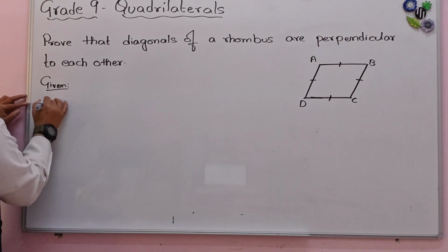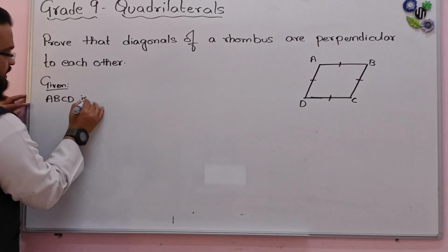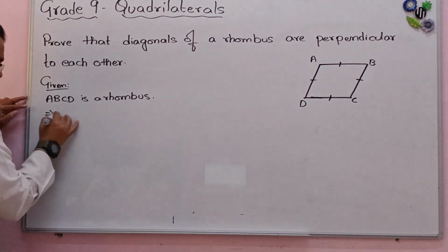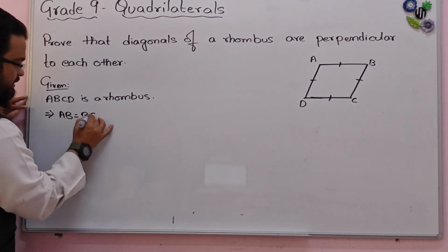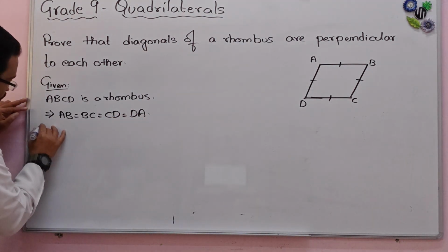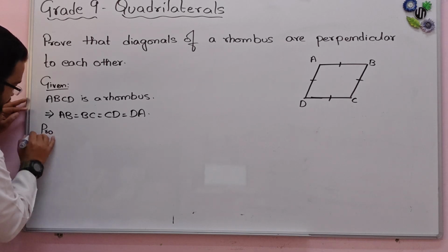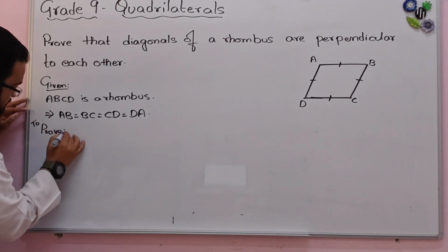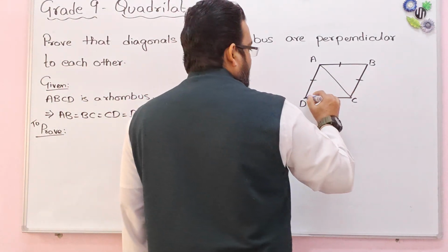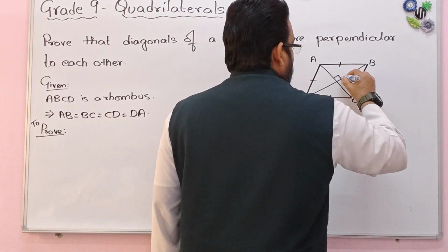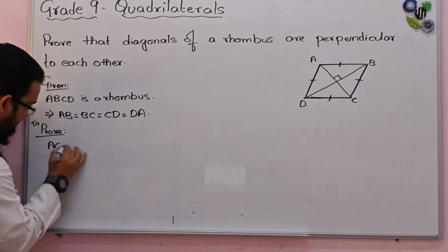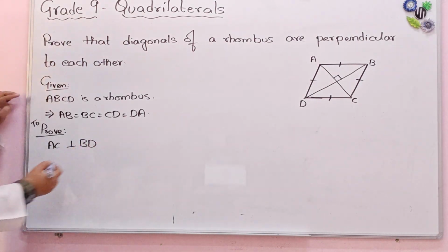Given ABCD is a rhombus. Whenever you write rhombus, that means AB is equal to BC is equal to CD is equal to DA. Now what you have to prove? You have to prove AC and BD, they are perpendicular to each other. So that means we have to prove that AC is perpendicular to BD.